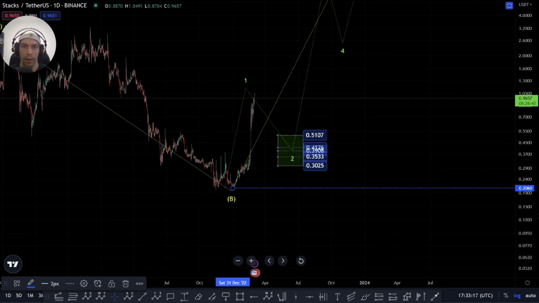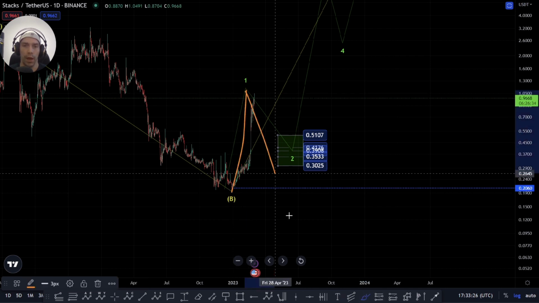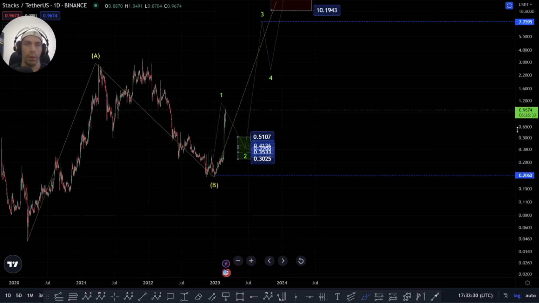This move relies on holding this 20 cent 60. If we lose this 20 cent 60, then we would have to chalk this up to being a corrective C wave, and then we'd be looking for a new low. So we're going to discuss that as well before we go into the micro counts here.